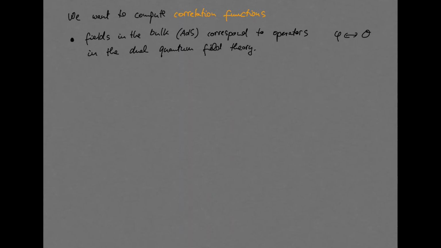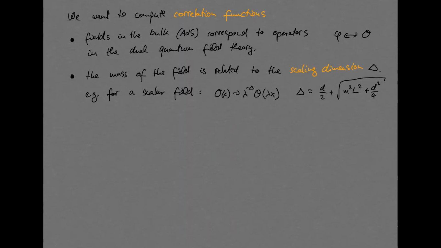Now the CFT has conformal symmetry, part of which is the scaling symmetry. So under dilatations, where x goes to lambda x, operators get multiplied by a factor lambda to the minus delta, where this delta is the scaling dimension of the operator O. The mass of the bulk dual field is related to the scaling dimension delta. For instance, for a scalar field, which has a mass m, this is the relationship. So here again, d is the dimension of the CFT, and L is the AdS radius.